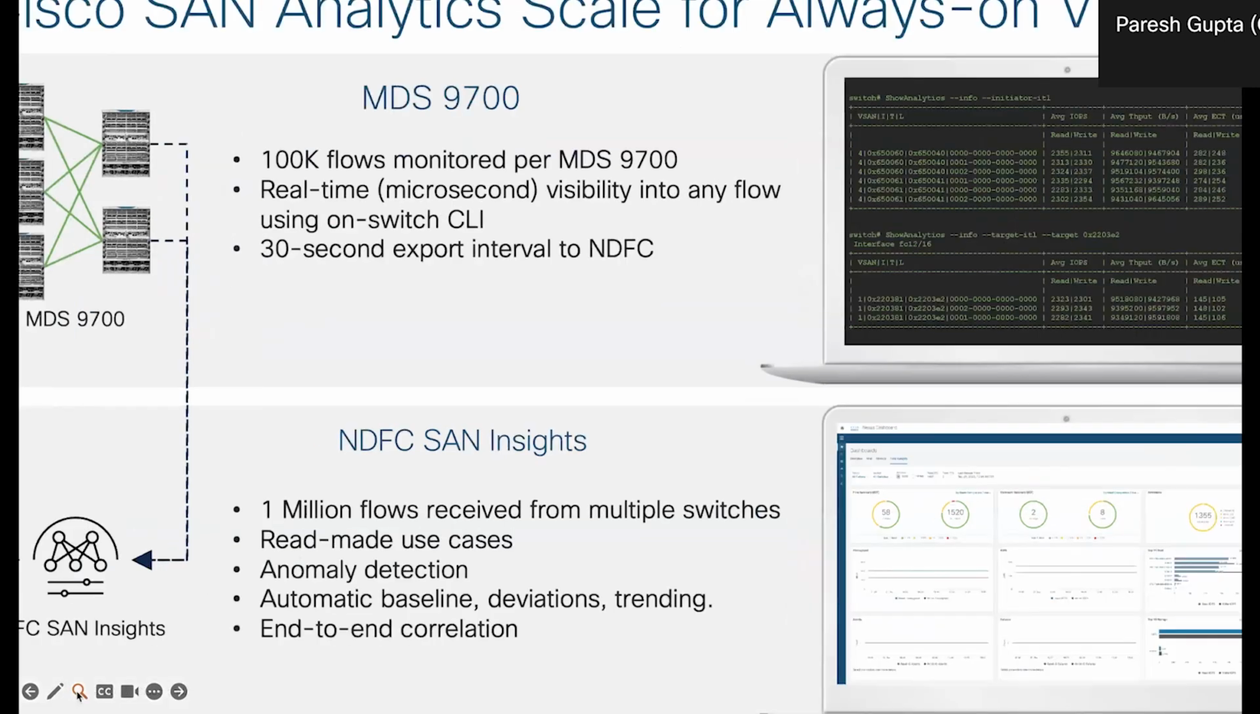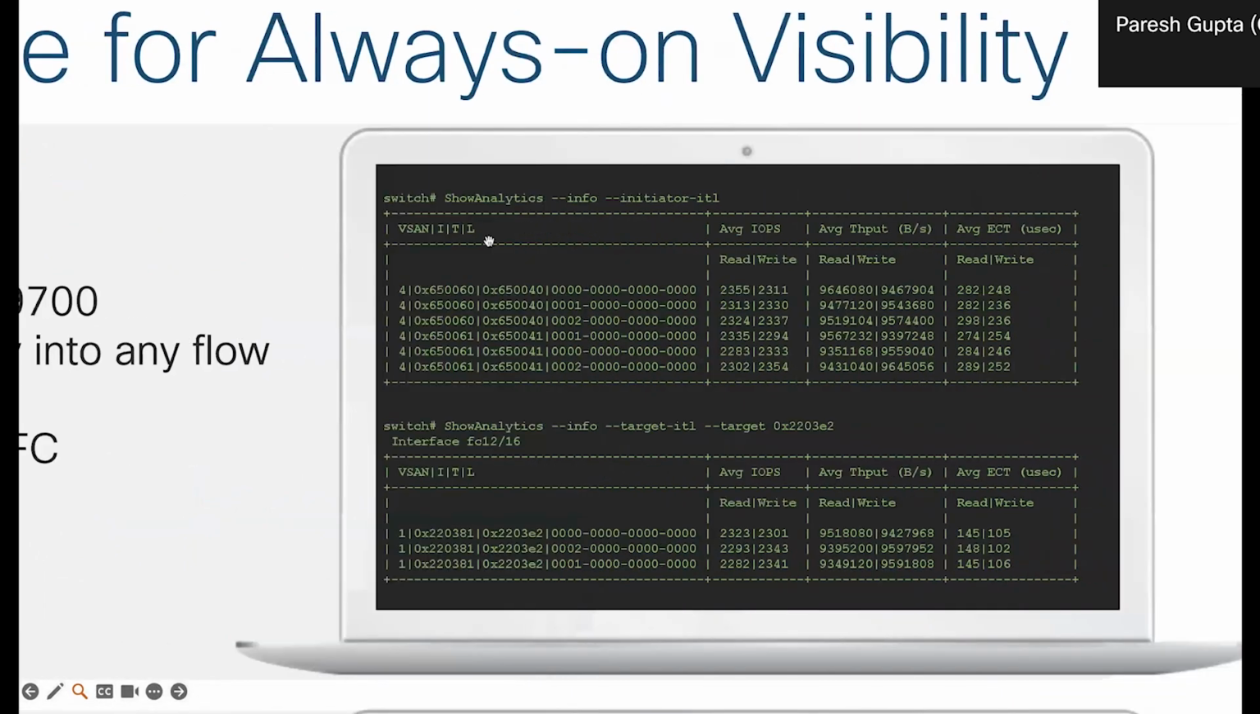If you log into the switch and run this command, show analytics info initiator ITL, you'll see an output like this. And I want to bring attention to this average ECT. This is nothing but the exchange completion time, or you may know it as IO completion time or just latency. And you see the units here is microsecond. I mean, they call it U second, but this is really microsecond. So essentially, it's trying to tell you that this initiator, target, and LUN flow took 282 microseconds to complete the read IO operations, right? So that's how we define real-time visibility.